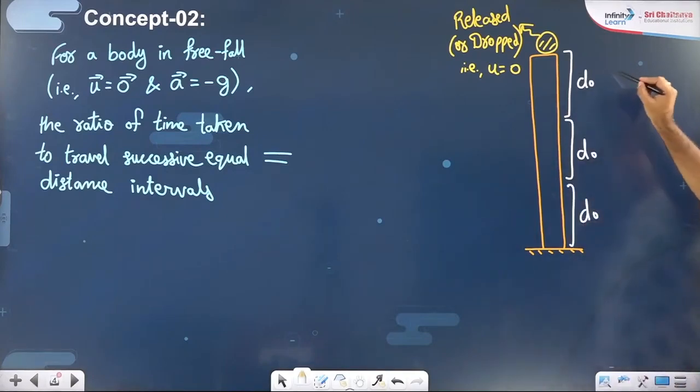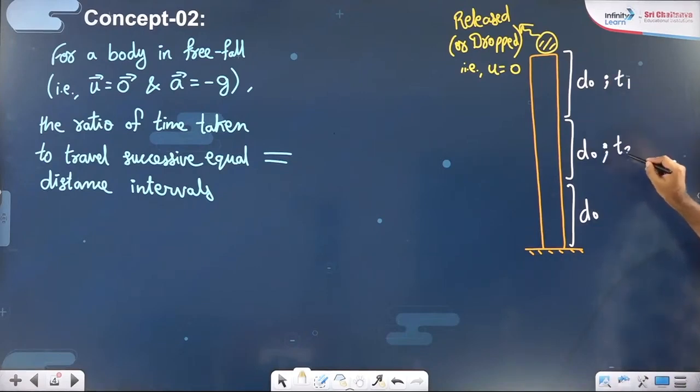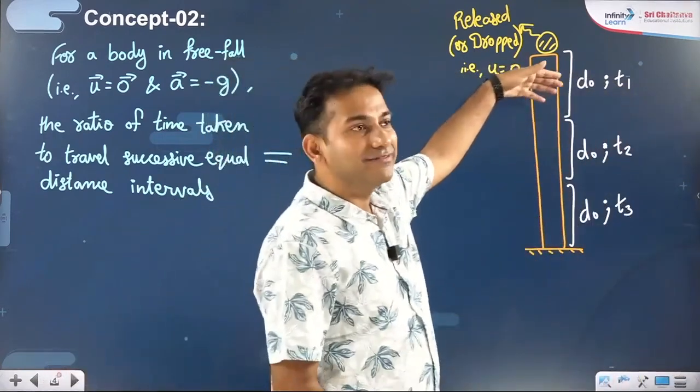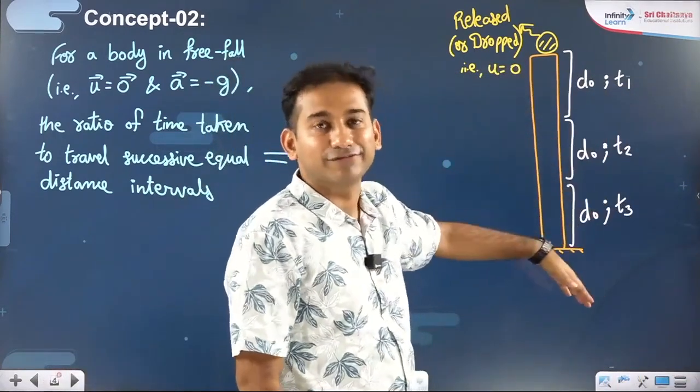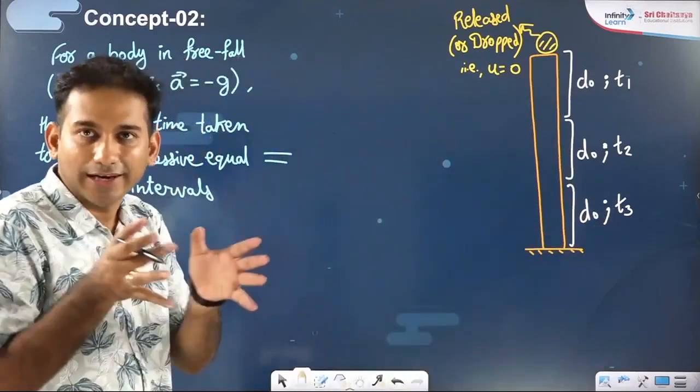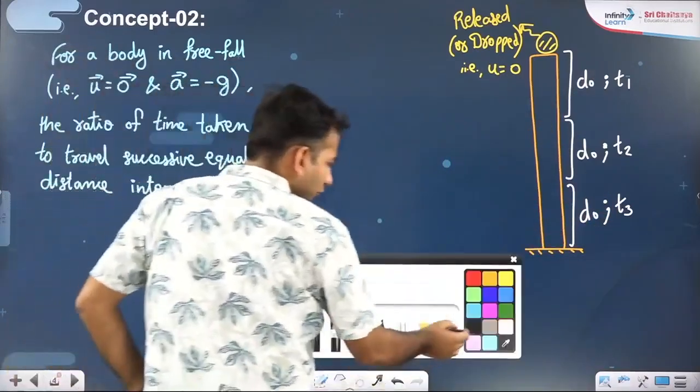If the time taken to travel this distance is t1, the time taken to travel this distance is t2, and the time taken to travel this distance is t3, then what I'm trying to say is, if the body keeps on getting faster and faster, definitely the time taken will keep on reducing. So I can just talk about the data.